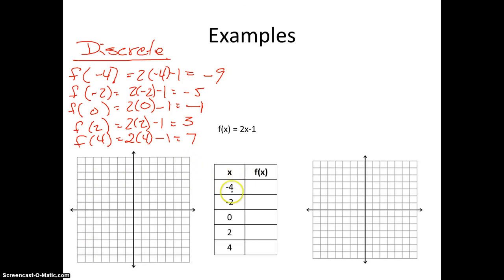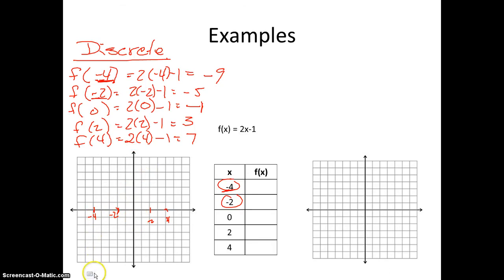Now, we can see that we got those numbers directly from here, right? These numbers right here are the same as these numbers right here. And when we go to plot this data, we'll say negative 4, negative 2, and then we got 0, 2, 4. And we'll go ahead and label this 1, 2, 3, 4, 5, 6, 7. So it only goes up to 7.